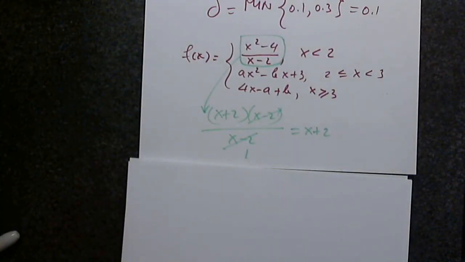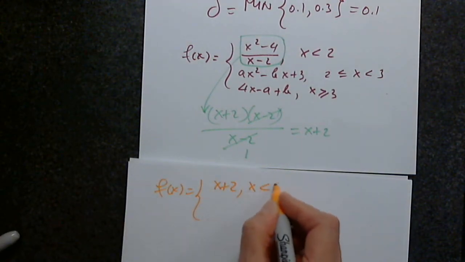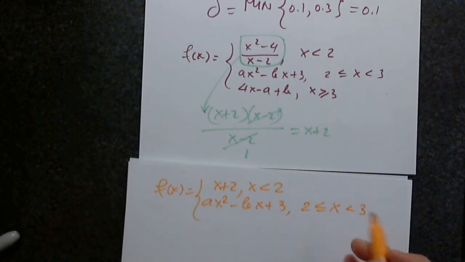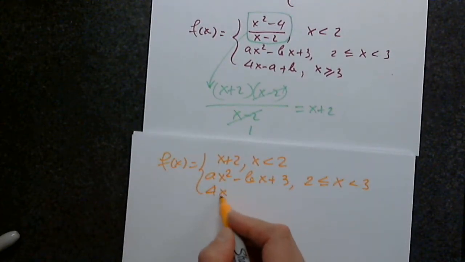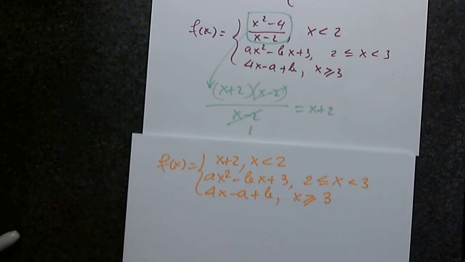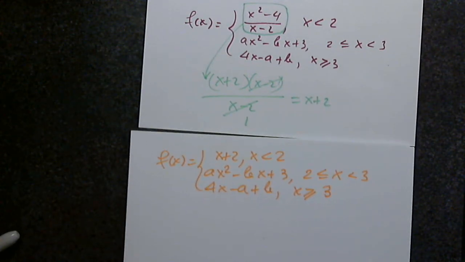So then the function we look at is this. It's f of x equals x plus 2 for x less than 2. It's ax squared minus bx plus 3 for x between 2 and 3. And it's 4x minus a plus b for x greater than or equal to 3. I haven't started doing anything, right? I just simplified one branch of the function. Any questions?